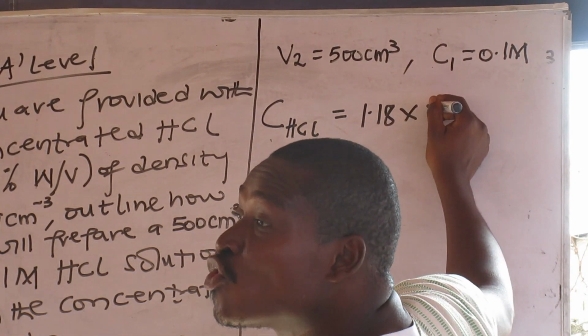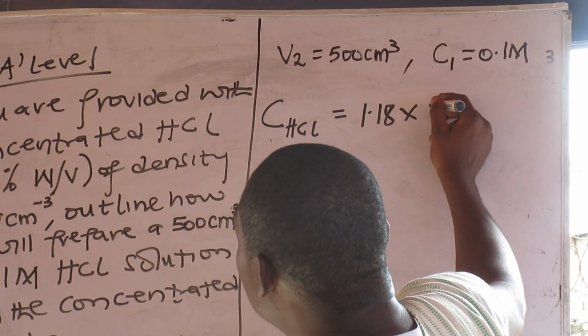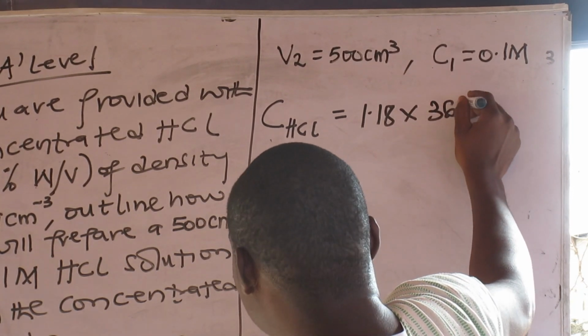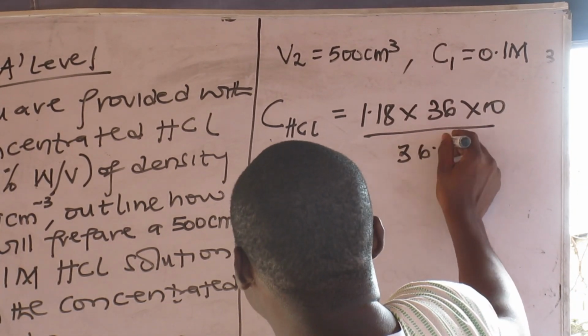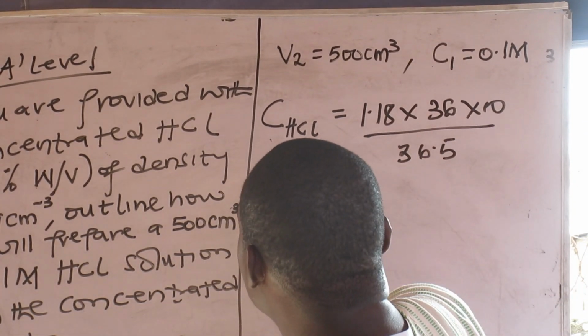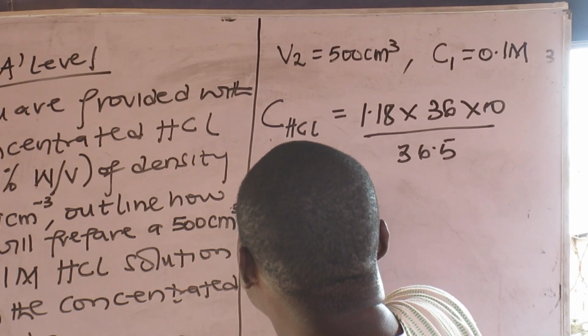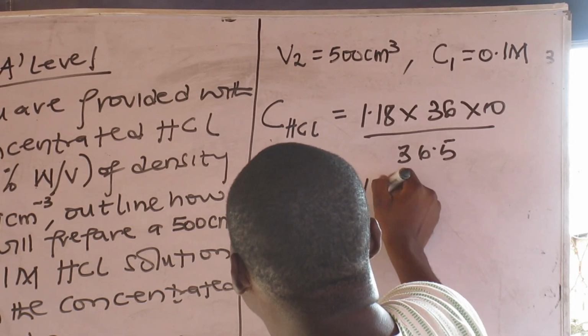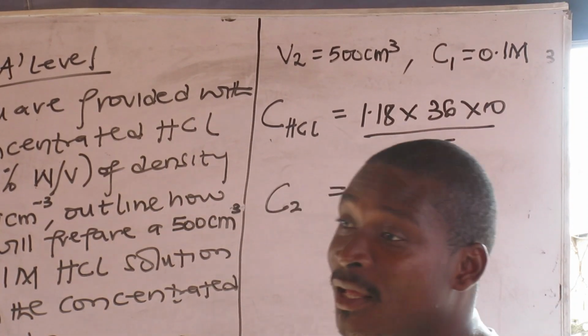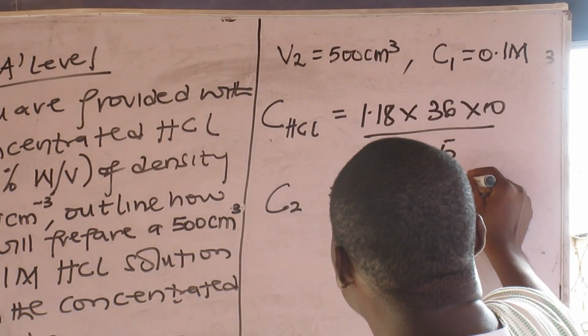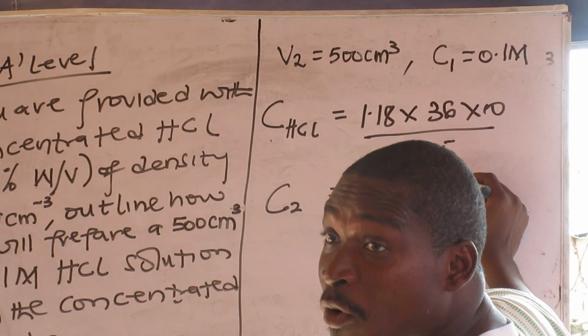The percentage purity, okay? Percentage purity, that was what? 36 by 10 all over the molar mass, 36.5. Now compute this. So 11.6 volts for molar. Are you okay? Or it can be mole per dm cube, right? Any of the options that you want to use, okay?